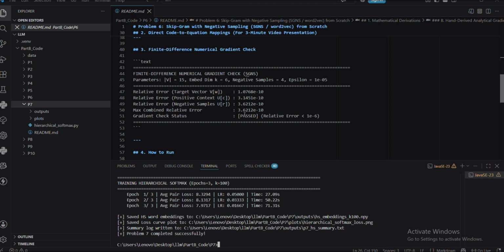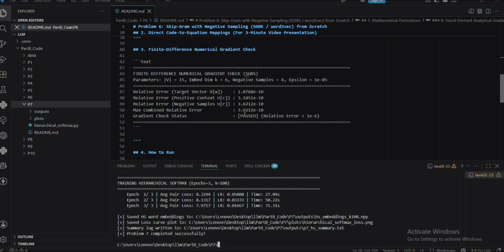One important advantage of hierarchical softmax is that the computation depends upon the length of the tree path rather than the entire vocabulary size. Since the tree is binary, the number of decisions required to reach a word is small compared to calculating a full softmax over the vocabulary.